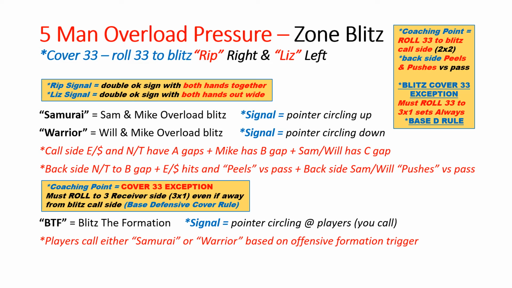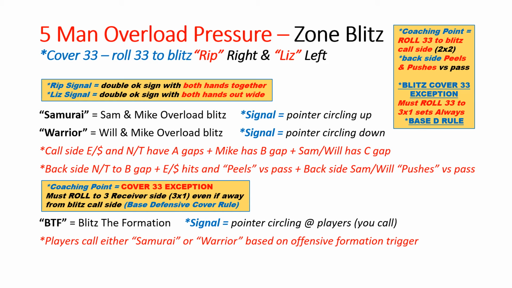5-man overload pressure zone blitz, we'll use again our cover 33. What we do here is we use a rip to the right and Liz to the left then. Real simple. Samurai is our Sam and our Mike overload blitz. Our warrior then is our Will and our Mike to the weak side overload blitz.